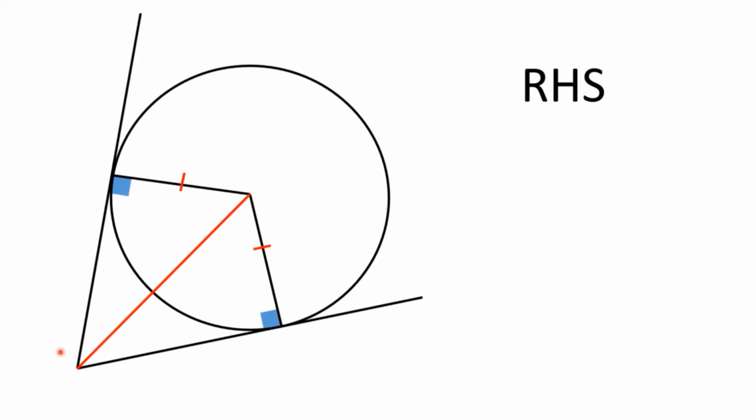That means that these two triangles are congruent. They are the same triangle. Well, if they're the same triangle, then clearly these lengths here have to be the same because they are the same triangle. That is what the theorem is saying, that these two lengths are equal.